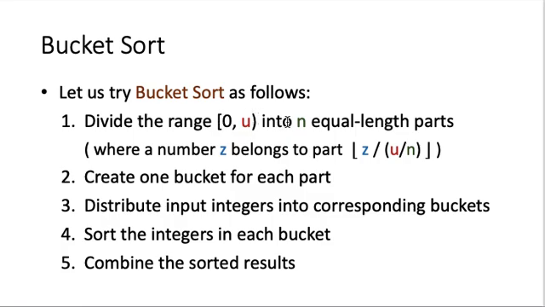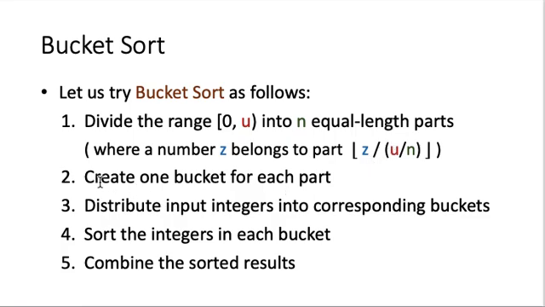So we are going to divide the range 0 to u into n equal length parts. So each of them will have length u divided by n. When we divide the range into these parts, then for a particular number z, we can see very easily which part it belongs to. We can just divide z by the length u over n, and then we will see which part it belongs to.